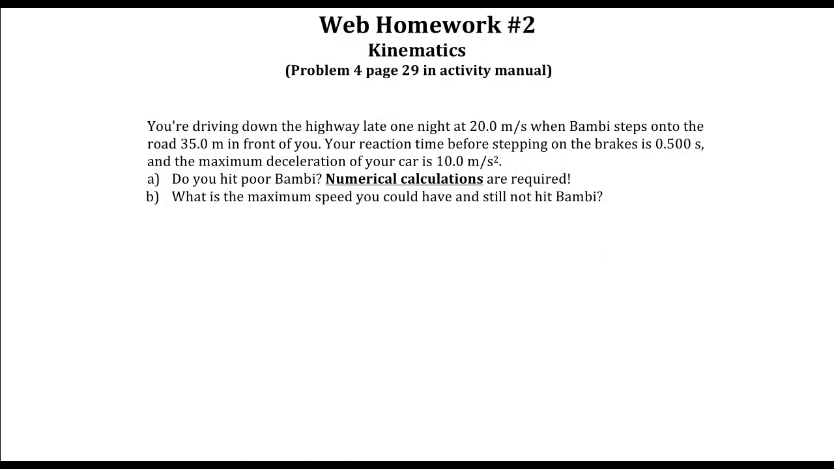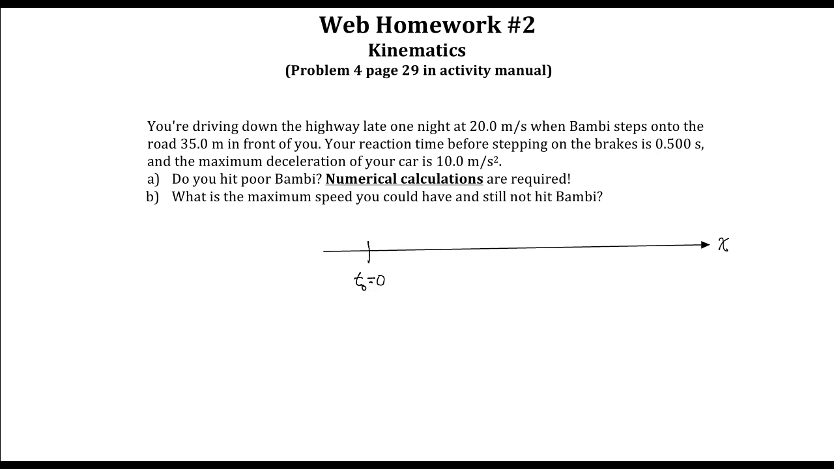Here is the solution to web homework 2. So let's first draw a picture. Here is an x-axis, and we're going to assume that we're driving along the x-axis. At some time, we notice that Bambi is on the road, and that will be our time equals 0, t naught equals 0. So this is our x-axis, and then we have to apply the brake.